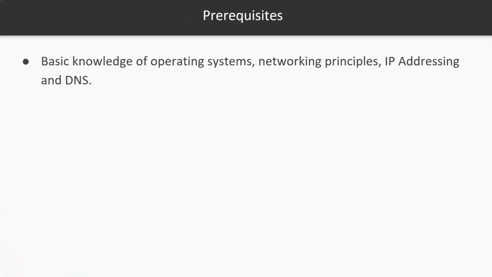Prior to signing up for this course, 2 things need to happen. First, the student needs to be able to complete Section 2 of the course, which is the building of the virtual network environment. The second thing that the student needs to bring to the course is basic knowledge of operating systems, networking principles, IP addressing, and DNS.